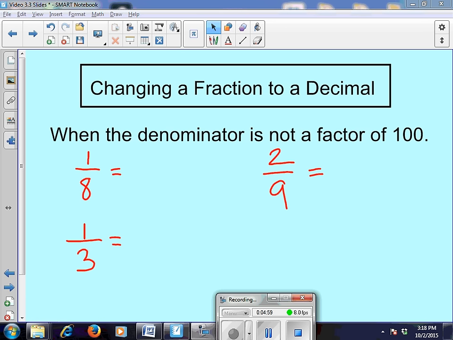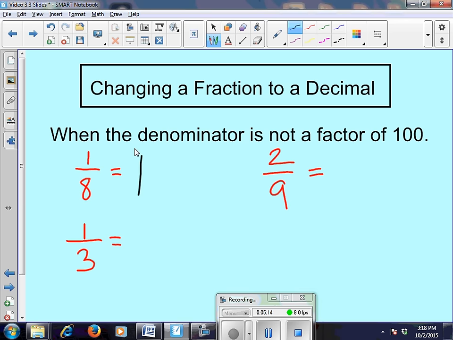Now, when you have denominators that are not friendly factors of 100, there's something else we can do, and we need to use our knowledge of what a fraction really is. A fraction is a division problem, and when we see 1/8, that's like saying 1 divided by 8. And you can take your calculator out, or you can use long division, and you'll want to do 1 divided by 8 on your calculator, and you will see that that's equivalent to 125 thousandths.